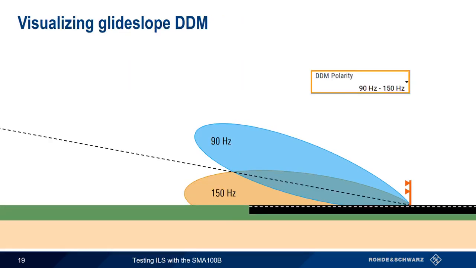As with localizer, an aircraft on the Glideslope will see the same depth of modulation from both lobes, and DDM will be 0. Flying above the Glideslope moves the plane more into the 90 Hz lobe, and DDM increases. Flying below the Glideslope moves the plane more into the 150 Hz lobe, causing a decrease in DDM. Similar to the way that the localizer works, the Glideslope needle is controlled by these changes in DDM.